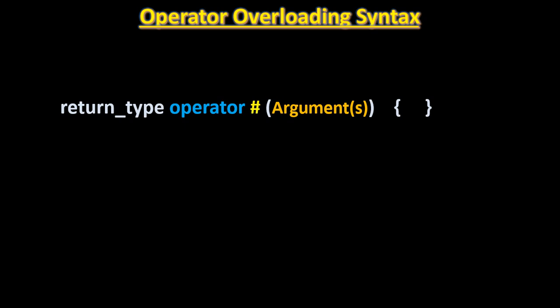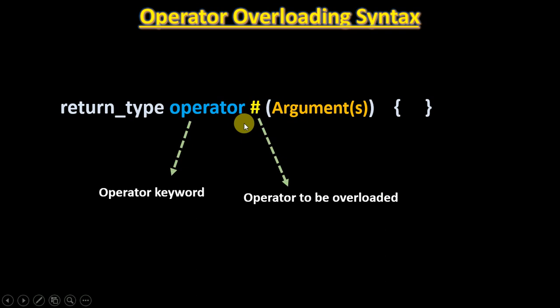Then what is the syntax of the operator overloading function? It is like a normal function only. You will have a return type, but the function name will always start with the operator keyword, followed by the symbol of the operator which you are going to overload. If you want to overload the plus operator, then operator plus will be your function name. If you are overloading the minus operator, then operator minus will be your function name. If you are overloading the equals to operator, then operator equals to will be your function name.